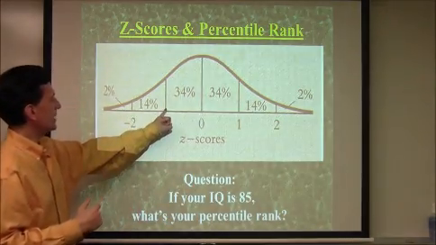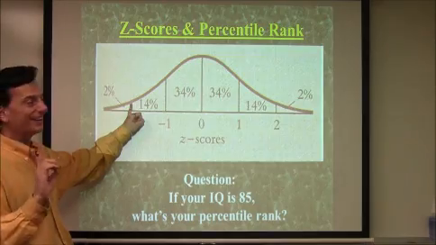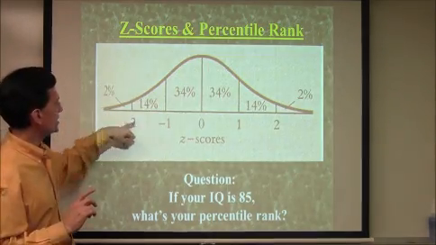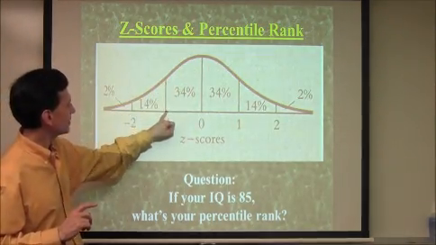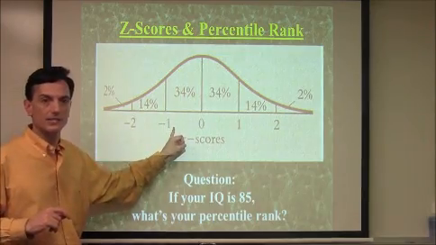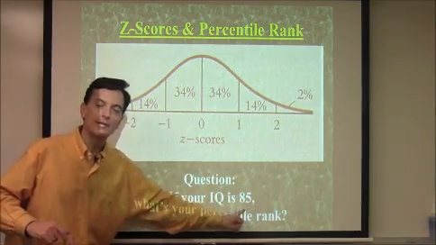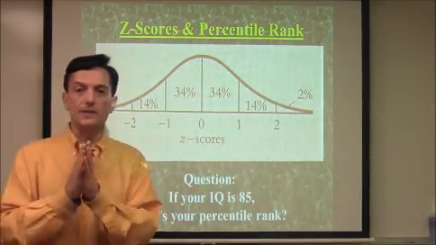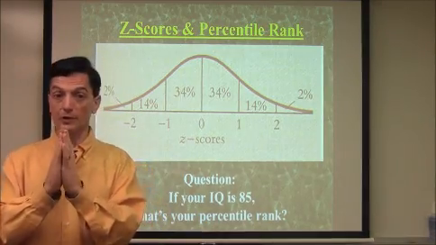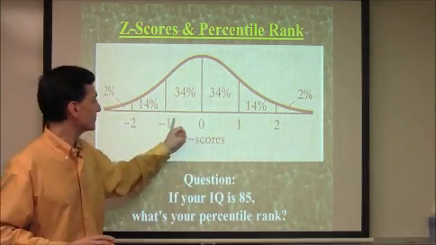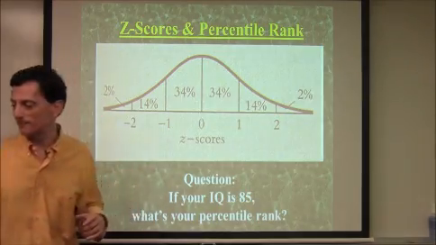And hopefully you can see that we have this 14% and another 2%, so a total of 16% would be at or below this -1 z-score, which corresponds to an IQ of 85. Why? Because the mean for the IQ distribution was 100. The standard deviation was 15 points, and that brings us down to 85.